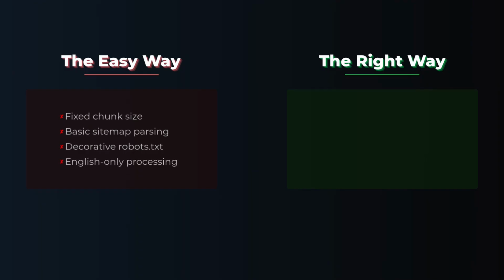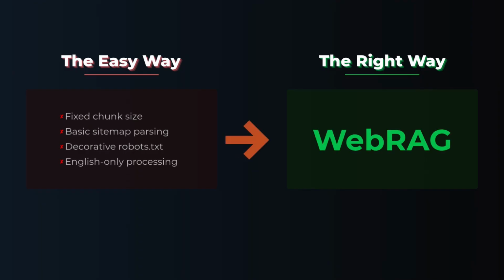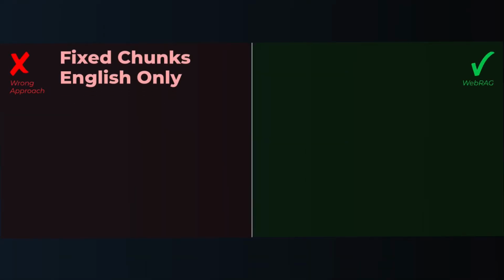Now, I could have built this the way most RAG templates are built. Fixed chunk size, basic sitemap parsing, a robots.txt check that's basically decorative, and English-only content processing. That would have taken about a quarter of the time. But I didn't, because those shortcuts cost you later. Fixed chunking means short pages get over-fragmented, and long pages lose semantic continuity across chunk boundaries.